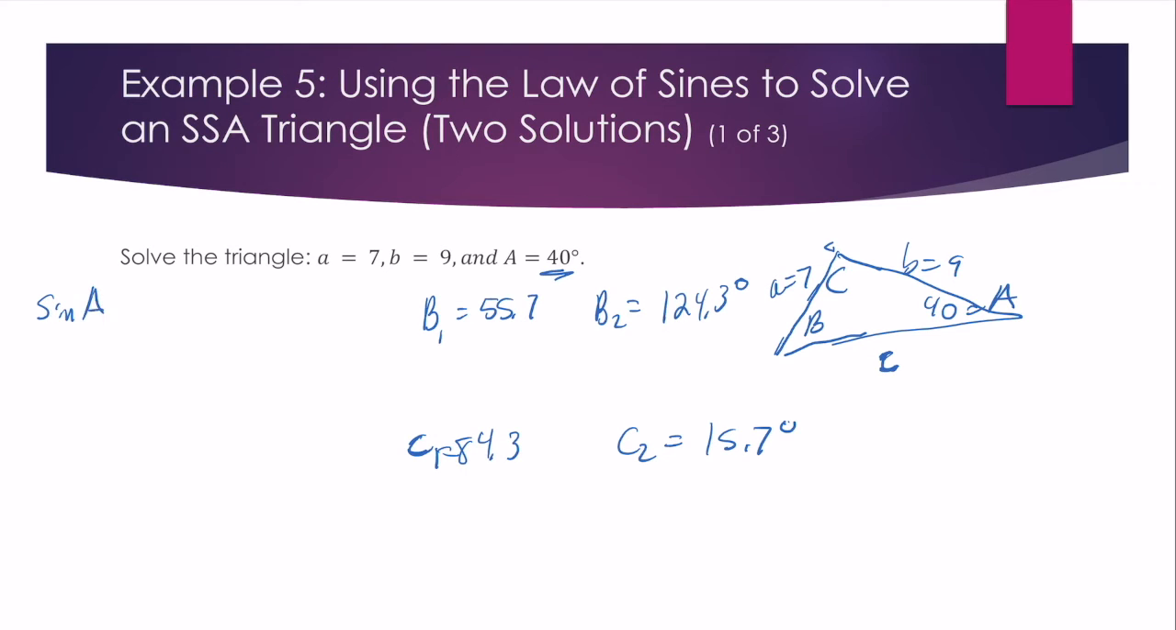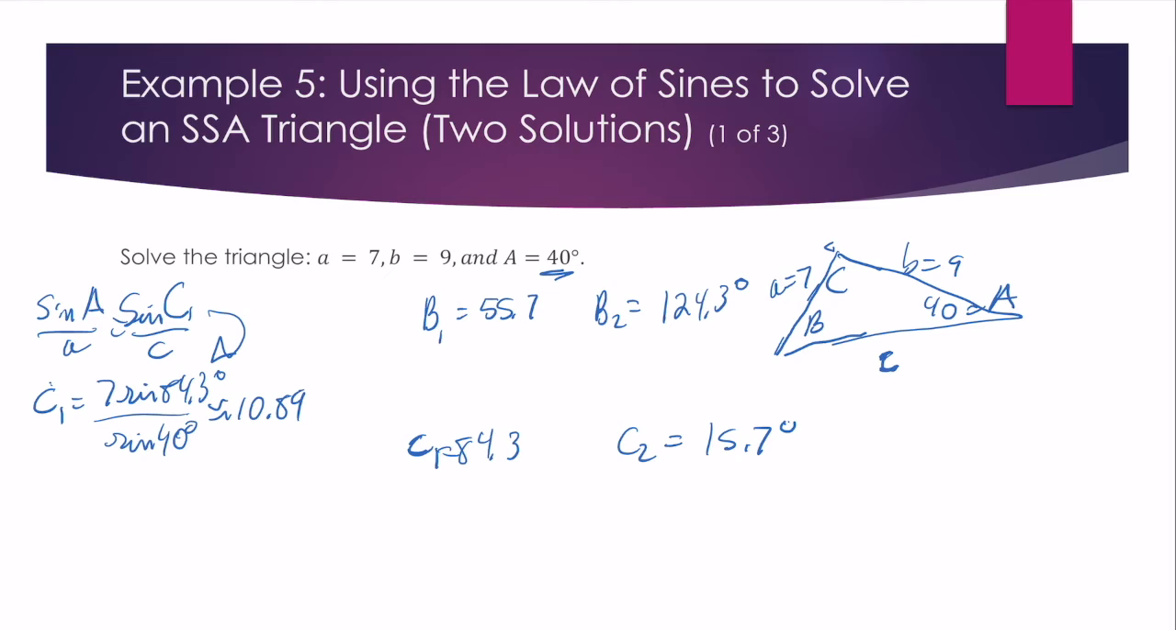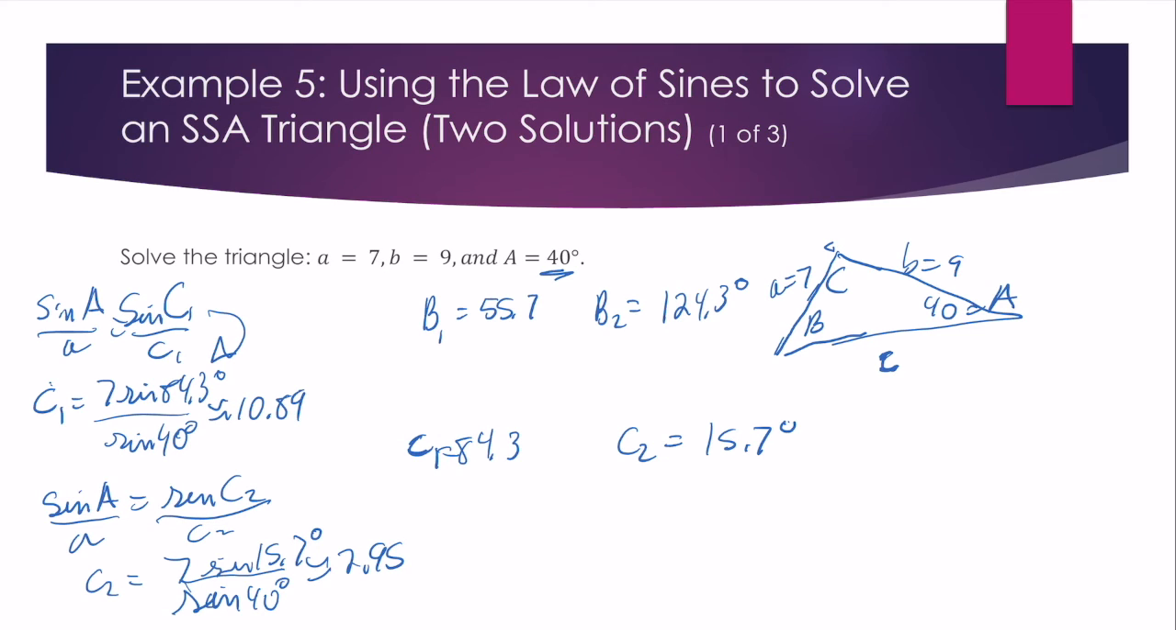So I have sine of A over a is sine of C1 over c1. We substitute in what we know and we find c1 is 7 sine of 84.3 degrees over sine of 40 degrees. If you get lost, this would be a great place to pause and see how I got from this step to this step. It was just substitution, but I've been recording for quite a while, so I'm sure you can handle that on your own. Then for c2, I get c2 is 7 sine of 15.7 degrees all over sine of 40 degrees, and that's about 2.95. So that's my c1 and my c2.